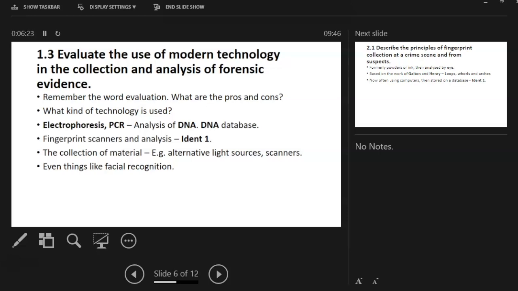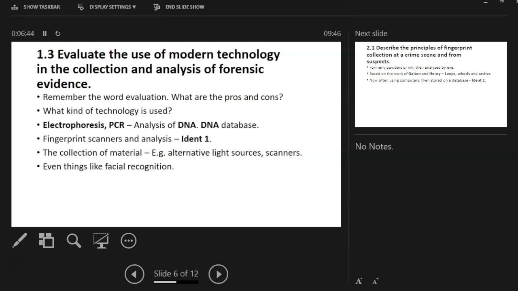But remember the word evaluation. What are the pros and cons? That was a key, I think, from the last assignment as well. If it says evaluation, you need to make sure that you're doing for and against, and then you come to a conclusion. How good is the evidence? How good is that thing? So what kind of technology is used?